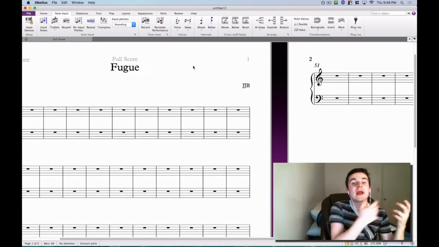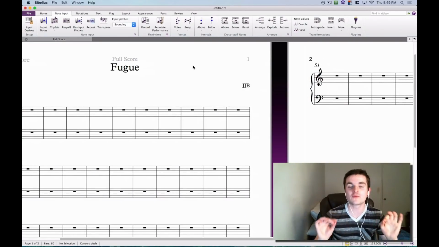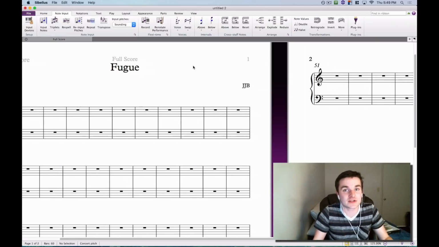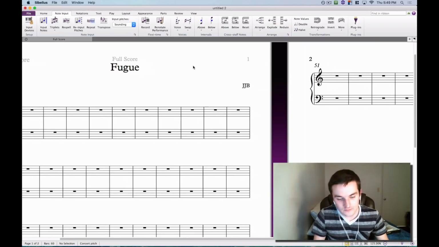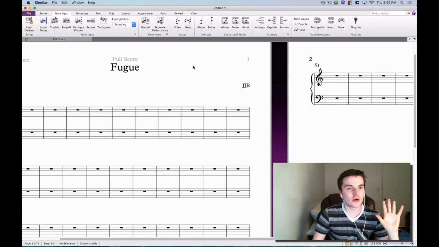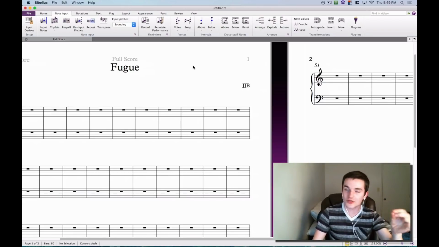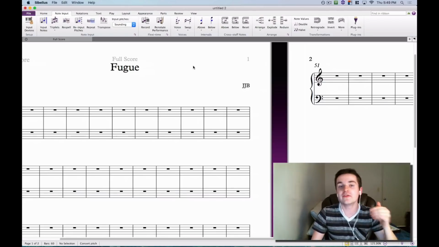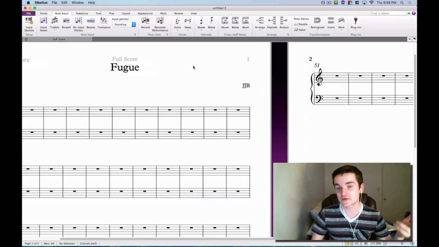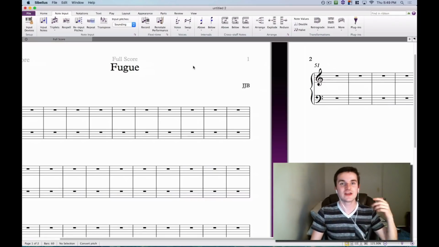And usually right before the end, not always, you're going to have a final set of subject entries where the subject is presented in its original form in all three voices. So you've got the subject, and if you have a countersubject, it's also presented in all three voices. You've got it in the alto, the tenor, and the bass. So that's a common thing.